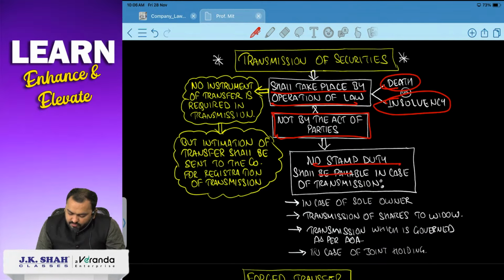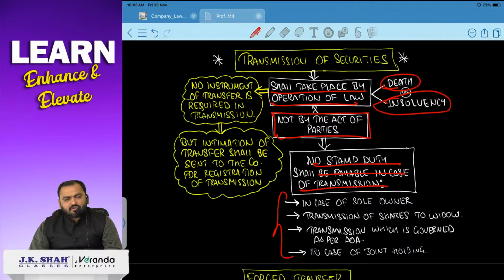No stamp duty is payable in case of transmission of shares. In all these cases stamp duty is not required to be paid. You know when the stamp duty is paid? When the ownership is transferred. But here there is no such thing for transmission of shares. In all these cases stamp duty is not required to be paid.